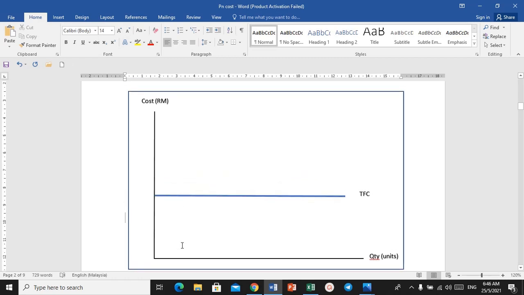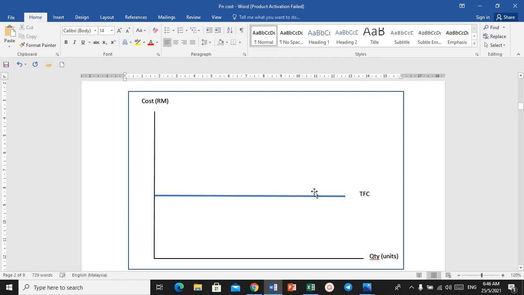Even though the quantity increases, when we have this movement from left to right, as our quantity increases, the total fixed cost remains unchanged. Nama pun fixed cost kan, cost tetap. So this is why we have this 90 degrees straight line for total fixed cost. This is going to be the first curve.